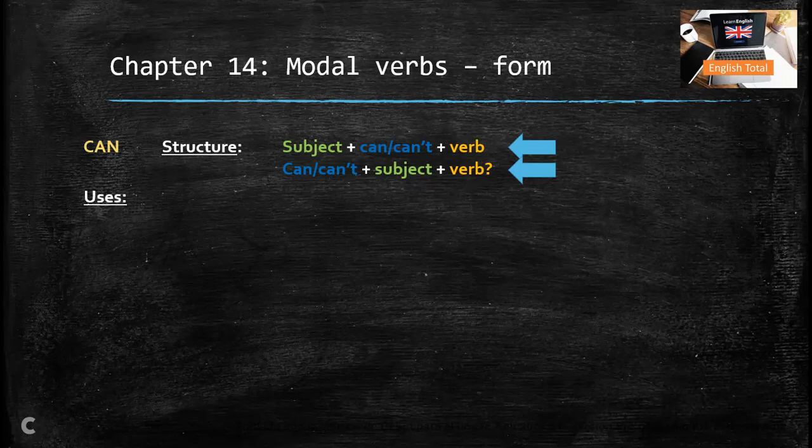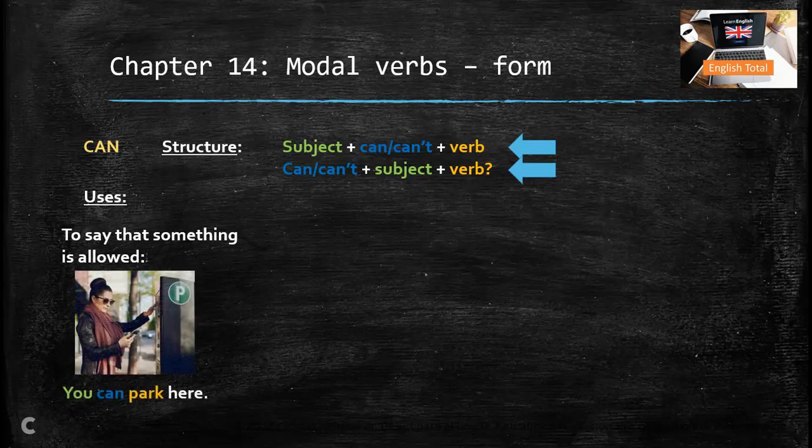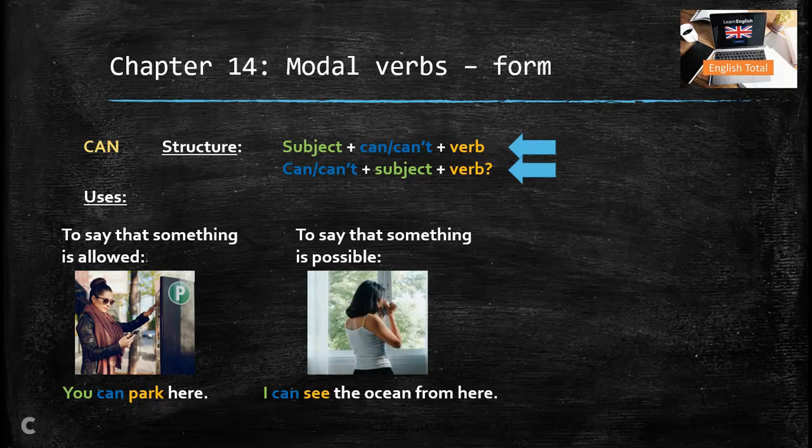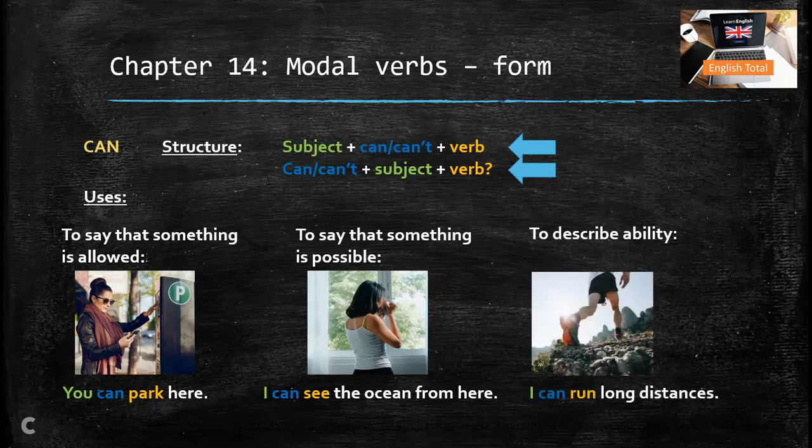Let's talk about the use. You can use can to say that something is allowed. For instance, you can park here. You can use it to say that something is possible. I can see the ocean from here. And you can also use it to describe ability. I can run long distances. Modal verbs, for the most part, do not require the use of auxiliaries like do or did. Let's move on to the next one.